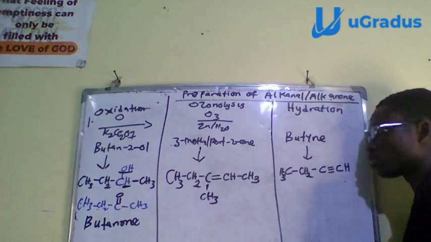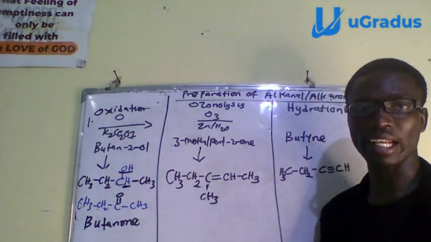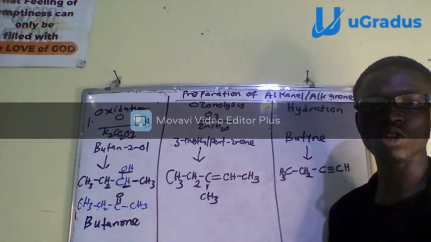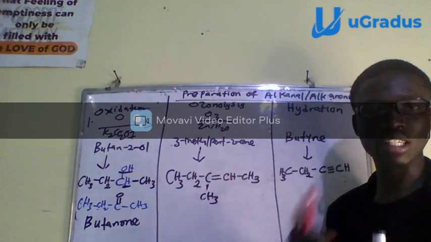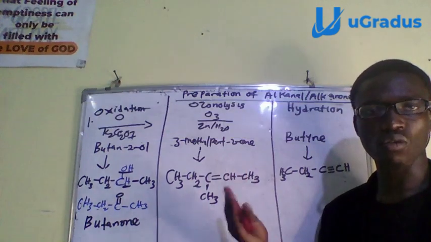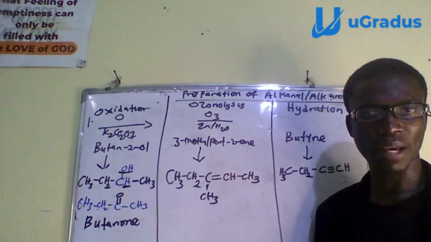Let's take the second reaction I would like to discuss, which is ozonolysis of alkene. One thing you must know about ozonolysis is that the condition is always ozone in the presence of zinc and water, which we can call zinc dust. Zinc dust means zinc in the presence of water. Now, this reaction is a cleavage reaction. What do I mean by cleavage?